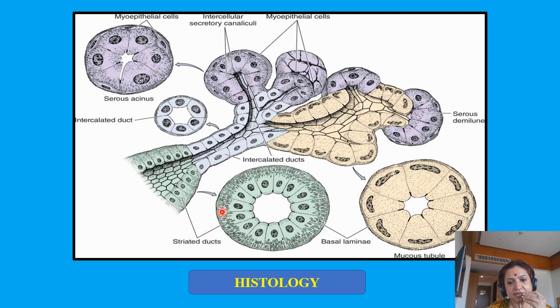Now why striated? If you see this picture, you know that this basal lamina is thrown into folds here. That contributes to the striations, and so this is the striated duct. And after that, in this picture it is not there, comes the excretory duct, the larger ducts. And here you can see the mucinous acini with the serous demilune. So this is the basic histology.